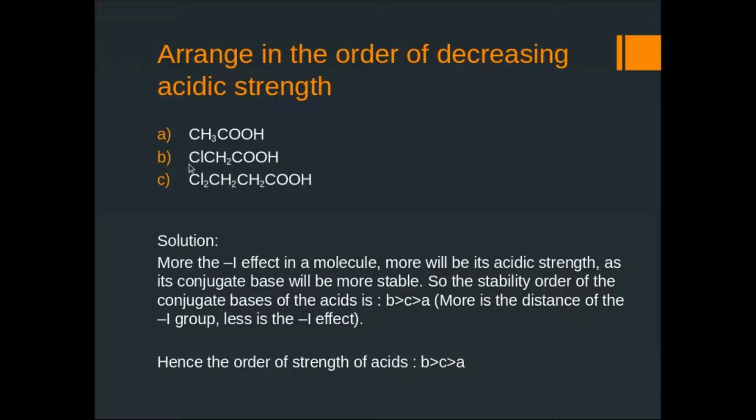B, because chlorine is more electronegative. The pooling of electrons towards itself, or the distribution of the negative charge density over the entire molecule, leads to greater stabilization of the molecule. Greater stabilization of the molecule means the OH bond gets weaker, and H plus is easily furnished in the solution.